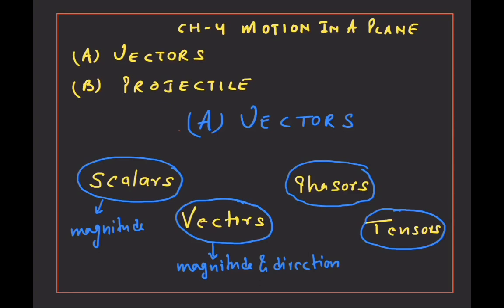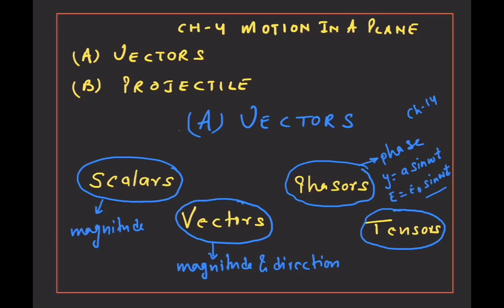Phasors are those quantities that depend on phase. Example, y is equal to a sine omega t, the equation of simple harmonic motion. We will discuss this in chapter 14. And one more example, E is equal to E naught sine omega t. This is the equation of electric field. We will discuss this in class 12th. So wait and watch.